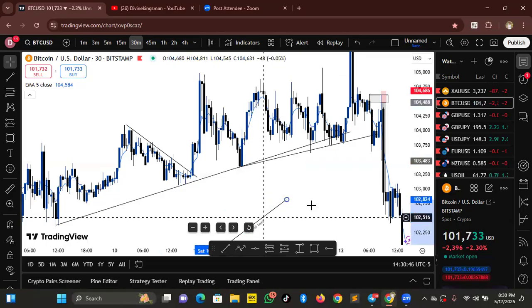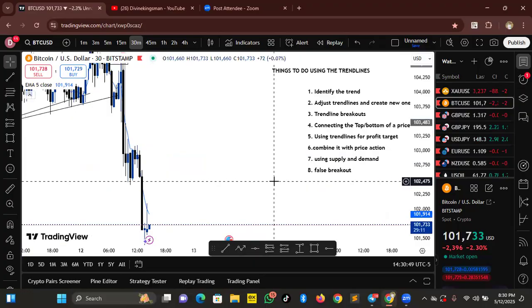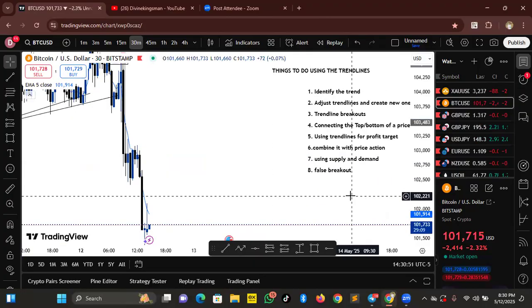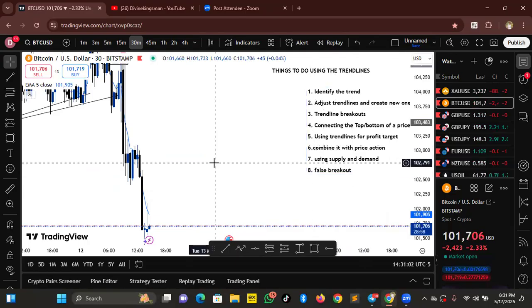So then the next one is combining it with price action. Now, price action is just simple, right? Price action is just simple. Just the same thing as support and resistance, or support and demand. So just like using support and resistance as well.